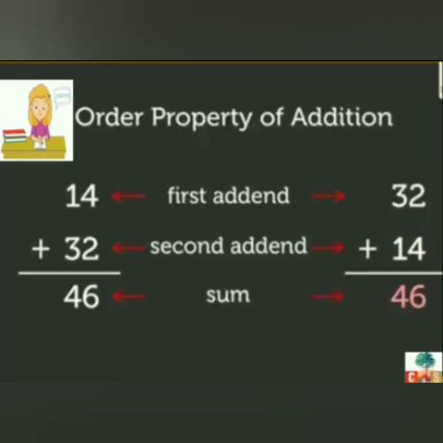Now let's read about the order property of addition. If you look at the first one, the first addend is 14, the second addend is 32. When you add these two numbers, you get one sum, the total of these two numbers, that is 46. But when I take the second addend as the first one and the first one as the second one, then also you get the same answer. That means if you change the order, still the answer will remain the same.